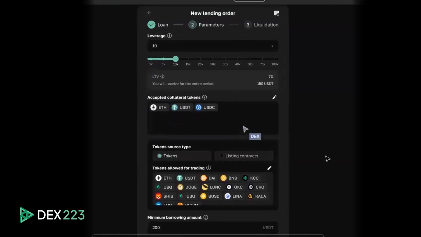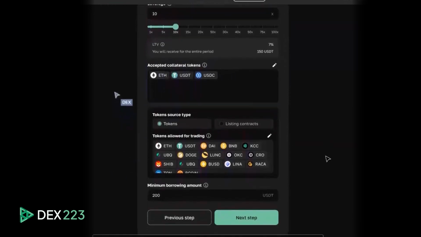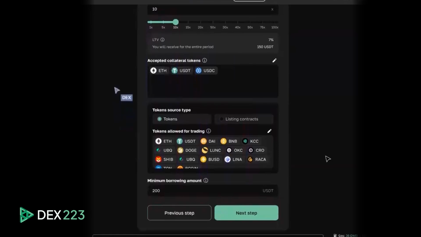Here you can see accepted collaterals. The lender will specify the tokens that he can accept as collateral, and the borrower can only deposit collateral in these exact tokens.